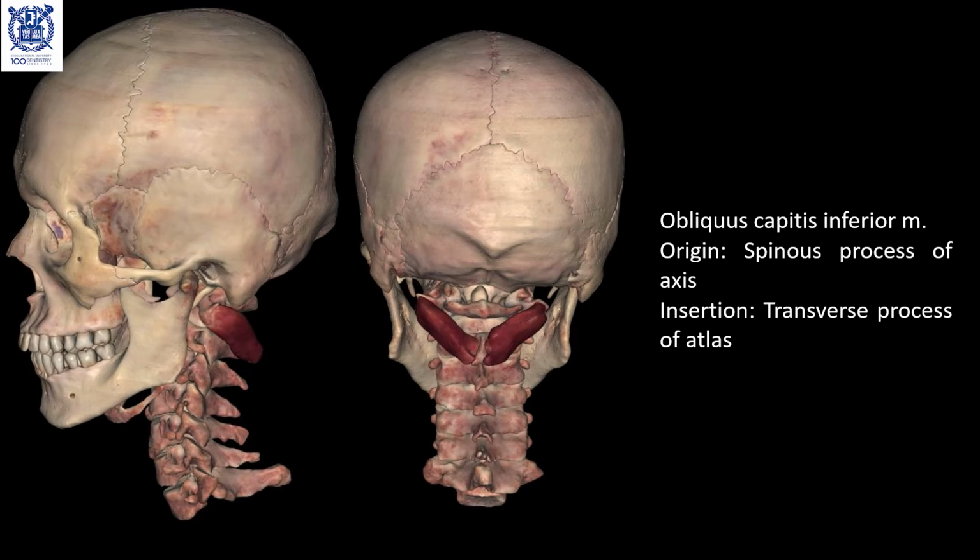Obliquus capitis inferior muscle. It is the larger of the two oblique muscles of the neck. It arises from the apex of the spinous process of the axis and passes laterally and slightly upward to be inserted into the lower and back part of the transverse process of the atlas. It lies deep to the semispinalis capitis and trapezius muscle. This muscle is responsible for rotation of the head and the first cervical vertebra, which means the atlantoaxial joint. It forms the lower boundary of the suboccipital triangle of the neck.